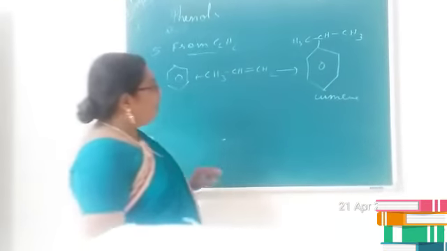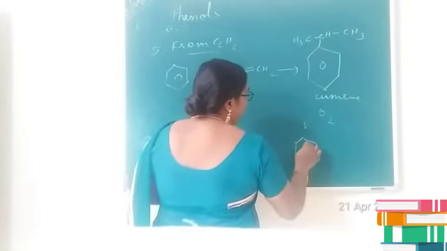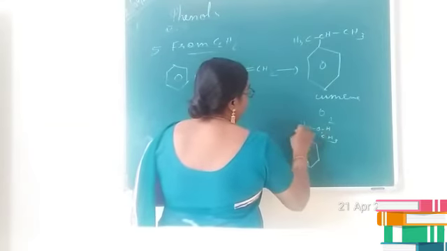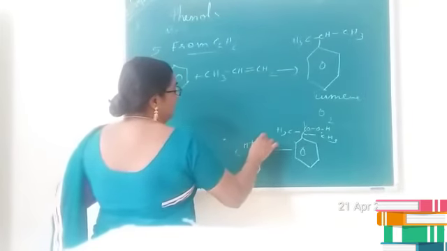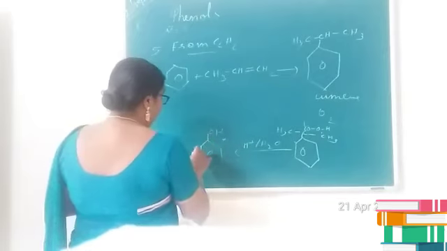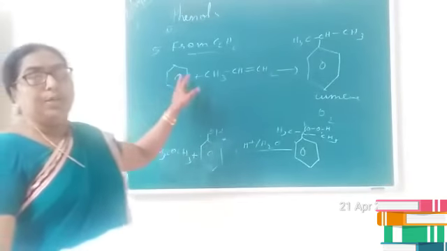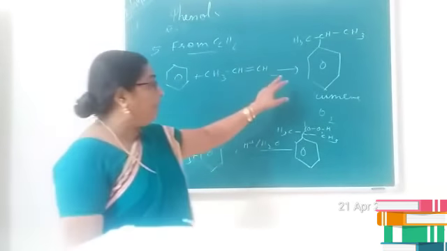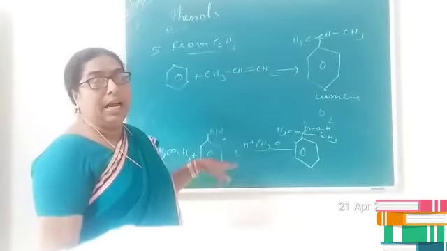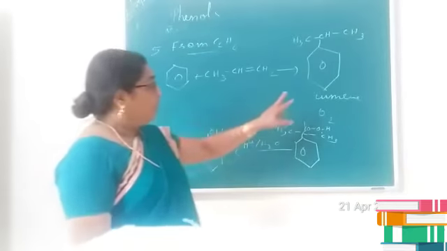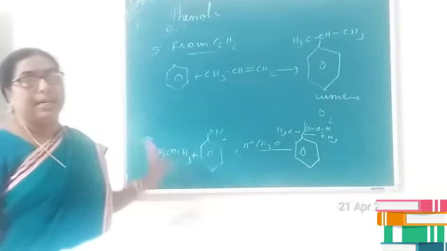Is it clear? Now cumene on oxidation will give you cumene hydroperoxide, and that on acid hydrolysis will give you phenol, plus the byproduct, which is also a useful compound, that is acetone, propanone. So here benzene is first treated with propene to give the industrially very important compound cumene. Cumene on aerial oxidation gives cumene hydroperoxide, which on acid hydrolysis gives phenol.